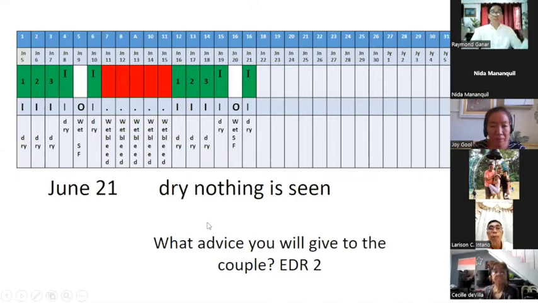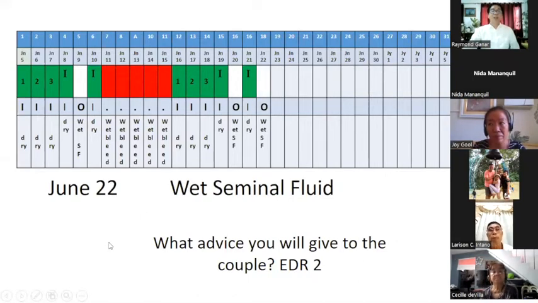June 21, dry again. So intercourse is resumed at night. If intercourse takes place at night, sperm cannot enter. It will be dislodged the following day, the moment the mother rises from the bed. June 22, wet, seminal fluid, abstain because of the presence of the discharge.